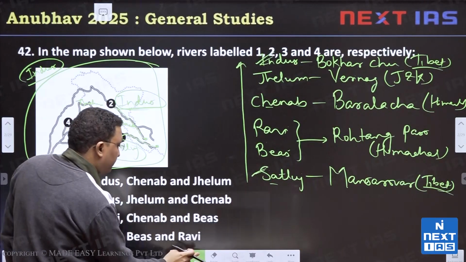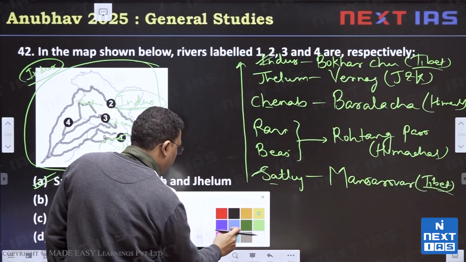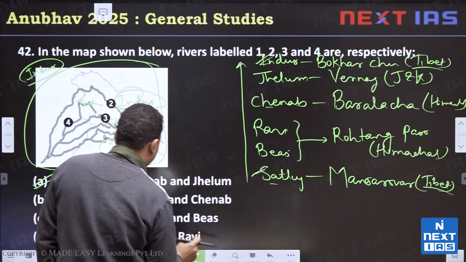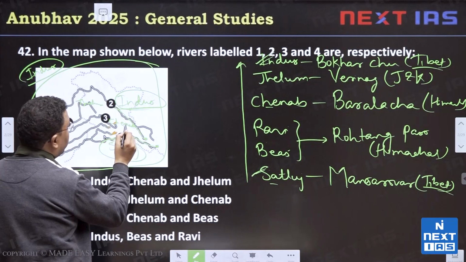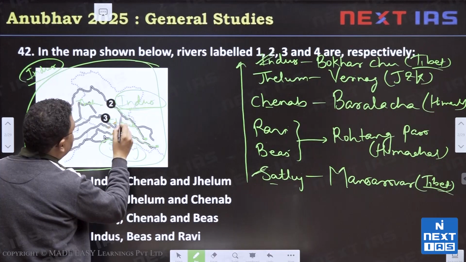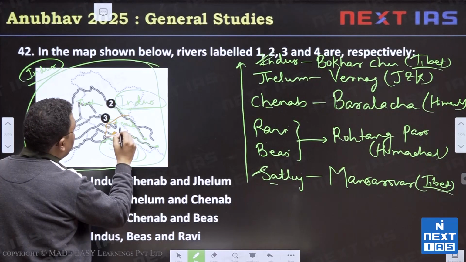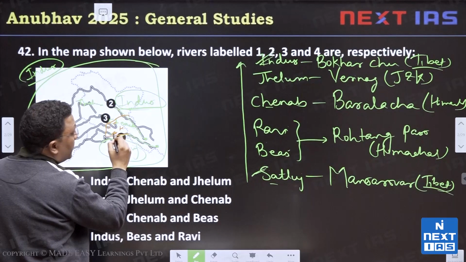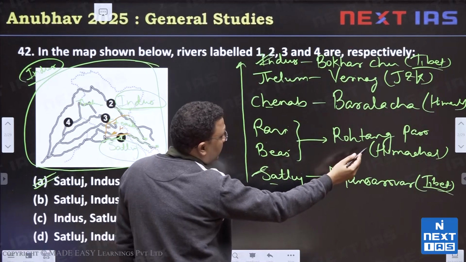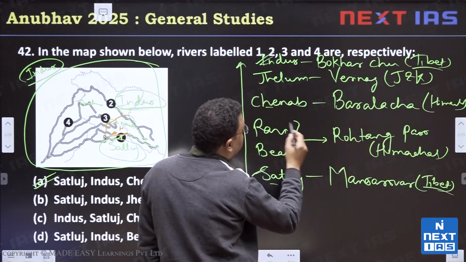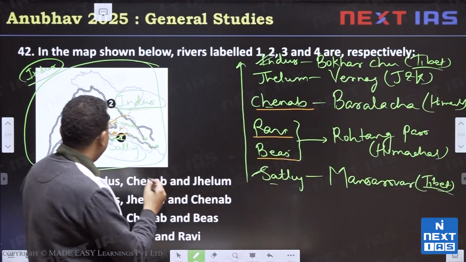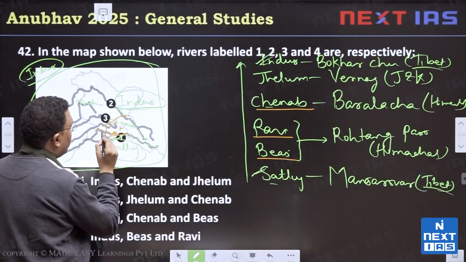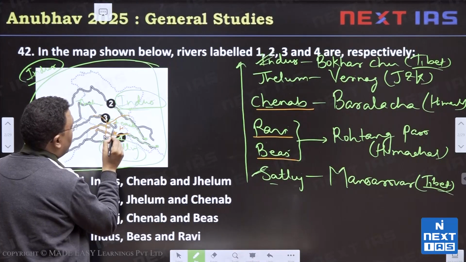Now if you see these three rivers, they have their origin in the Himachal Pradesh region. This area will be Himachal Pradesh. There are only three rivers here that are originating in Himachal Pradesh, that is Chenab, Beas and Ravi. So these three rivers have to be Beas, Ravi and Chenab.